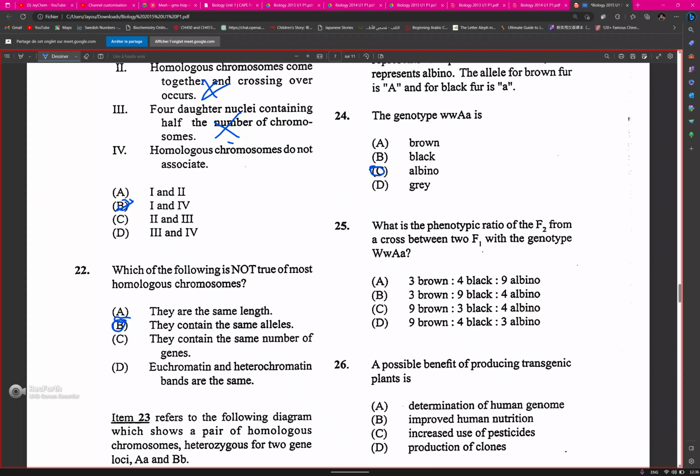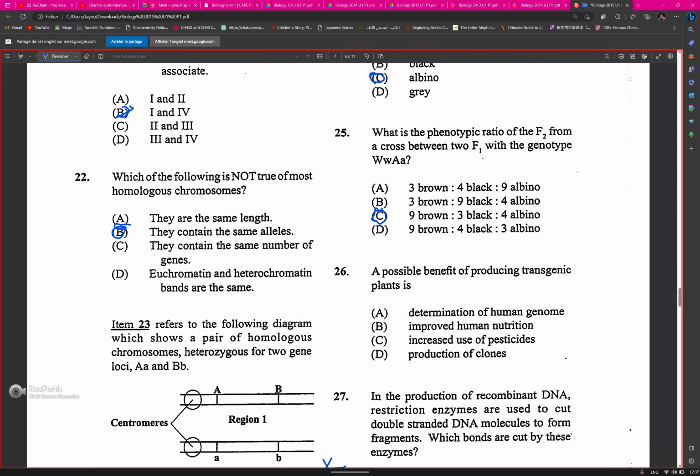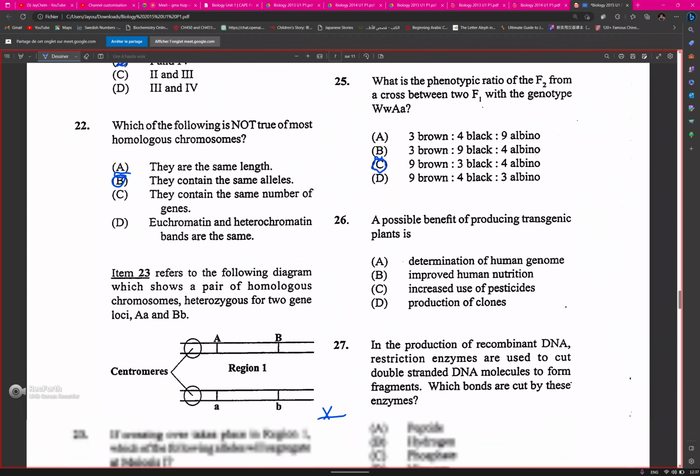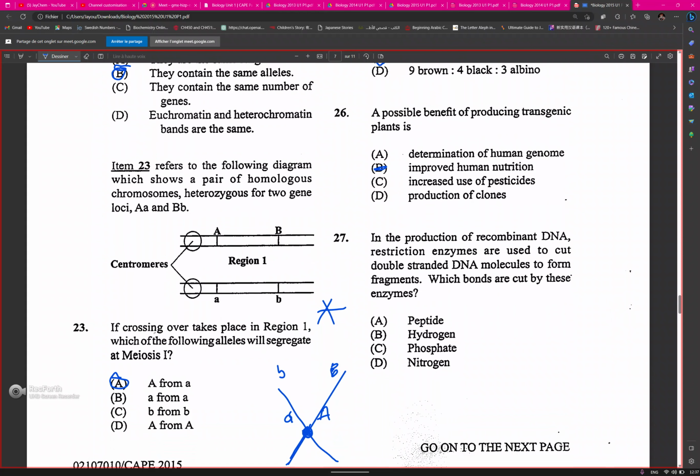We did this entire question before, right? What was the answer? C. C was the answer? Yes, sir. Okay. We did the question before, so you're sure C is the answer? It would be 9 brown. Alright. So 26. A possible benefit of producing transgenic plants is? B. Beautiful. 27. In the production of recombinant DNA, restriction enzymes are used to cut double-strand DNA molecules to form fragments.